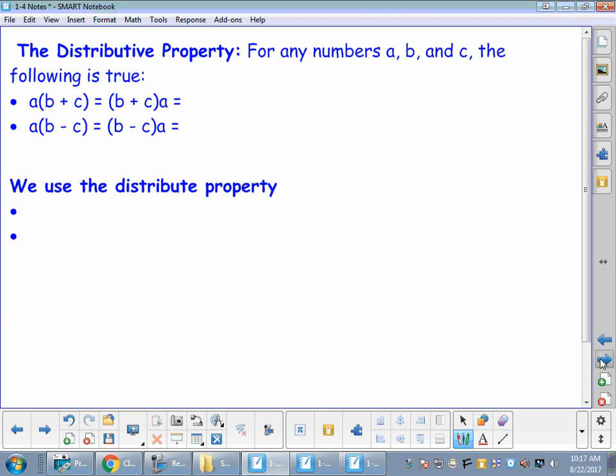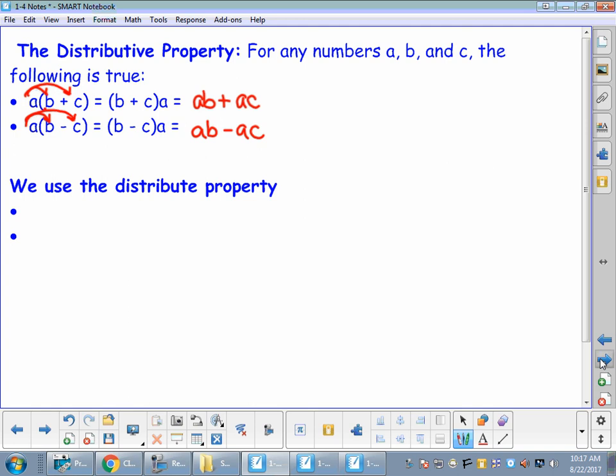So instead of adding the b plus c together first, you can simply do the multiplication first, and you multiply everybody inside. So a times b plus a times c. And the subtraction, same thing. You just distribute, just like I pass out papers to everybody in class, you distribute the a multiplication to every number inside the parentheses. And so that would just take the sign of the negative there.